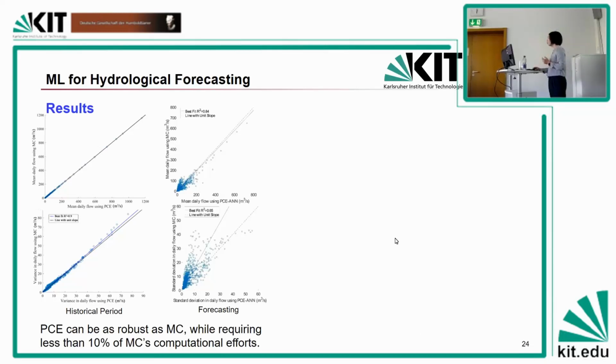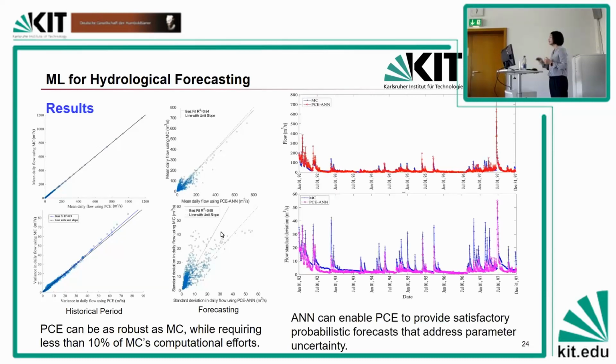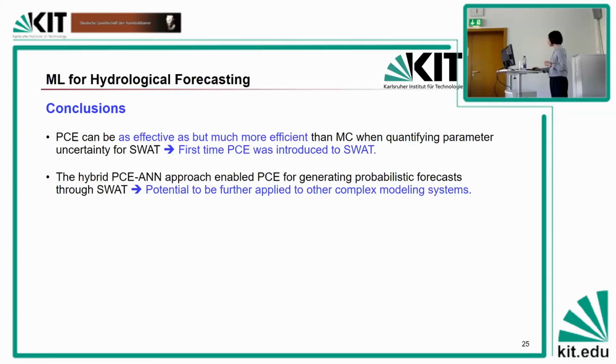And when it comes to forecasting, the mean value of the probabilistic forecast, we captured it very well. But when it comes to the standard deviation, it's not that good. But if you look at the time series results, we were able to capture all the peaks. So we were quite happy with this. To summarize, this was the first time we used the PCE for this kind of uncertainty analysis. And because of machine learning, we now enabled PCE to provide probabilistic forecasts.